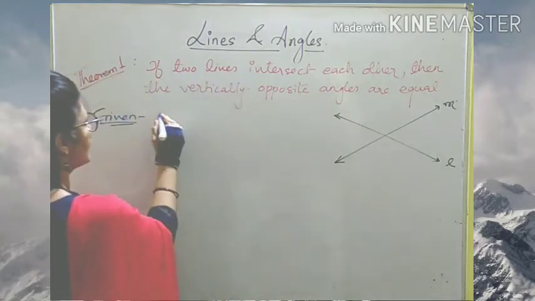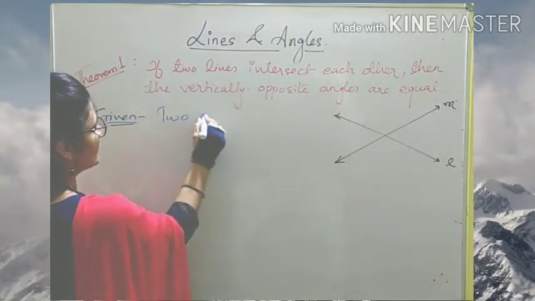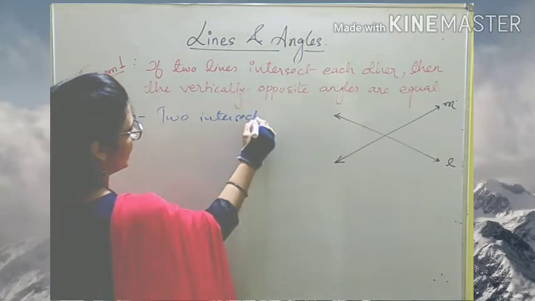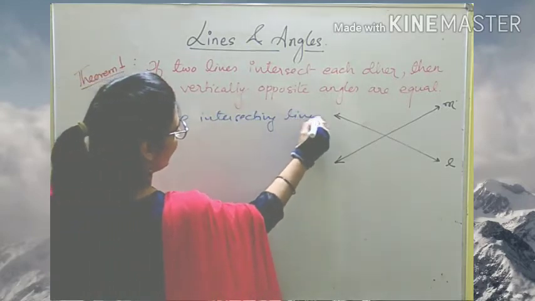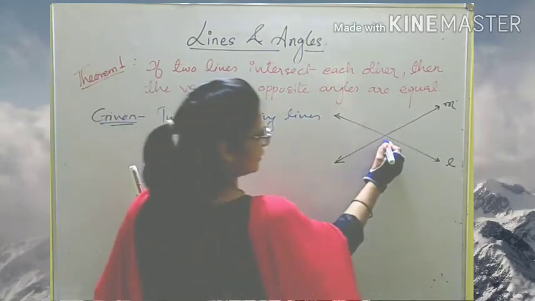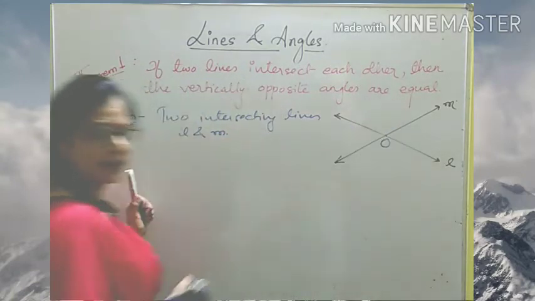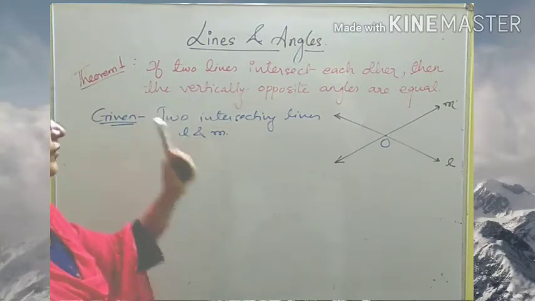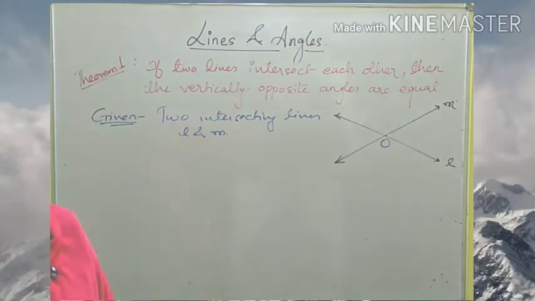What is given to us? Two intersecting lines L and M. And when they intersect at a point, let the point be O. So, when they are intersecting, this much is given to us.